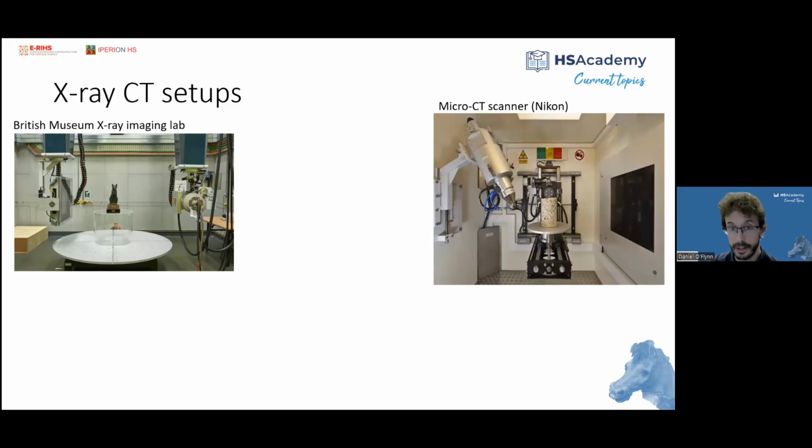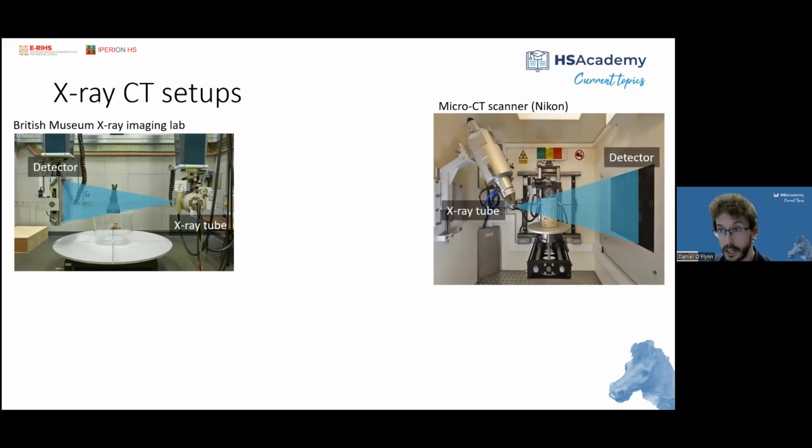They are quite different in terms of their scale, but they both contain the same elements: an X-ray tube, which shines a beam of X-rays towards an imaging detector, and you place an object in between the two and take a picture of it. And in order to do a CT scan, you need to rotate your object as well, so they're both equipped with rotation stages.